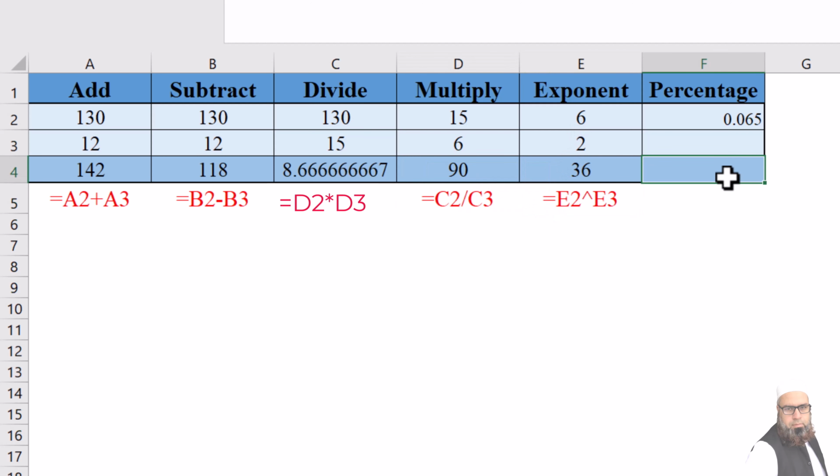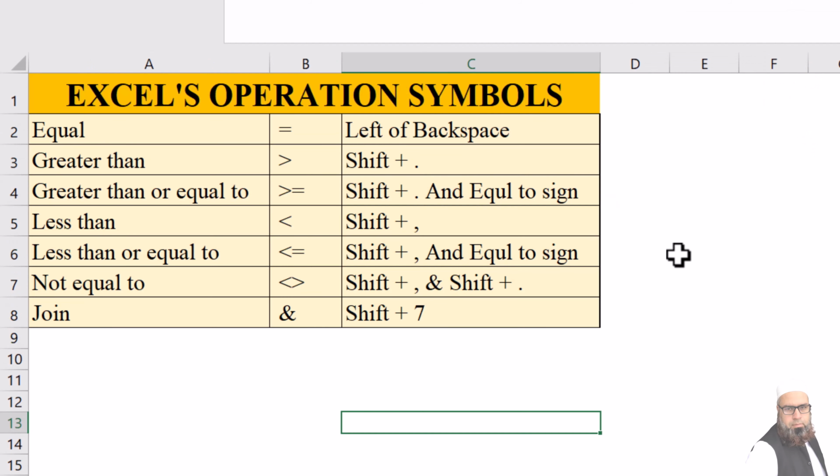Similarly, we want to convert this number into percentage form. After selecting cell, we will simply press percentage sign on the toolbar and it will be converted into percentage form. Microsoft Excel has some logical operators as well. Microsoft Excel's logical operators are used in formulas to perform comparisons and to build formula criteria. Logical operators can be used in formulas on their own or combined with each other and or with other functions.